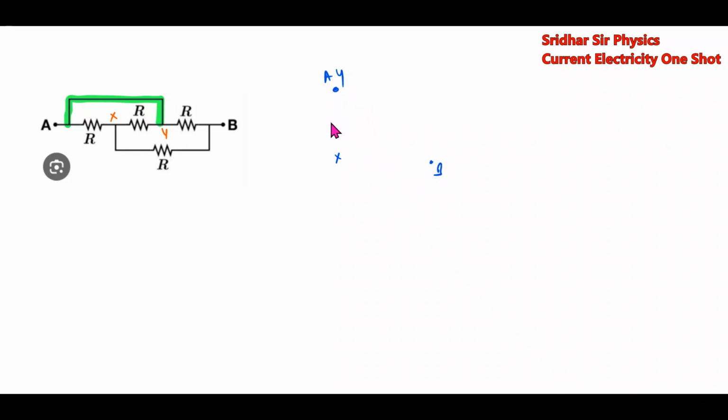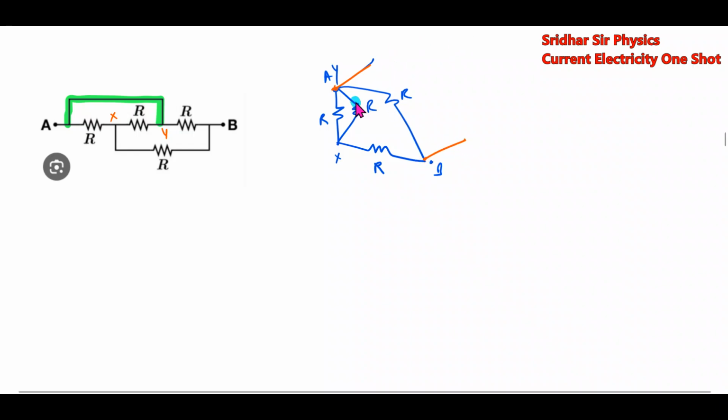Between A and X, we have one resistor, R. Between X and Y, one resistor, that is R. Between Y and B, one resistor, this R. Between X and Y, X and B. So we have to calculate the effective resistance between these two points.